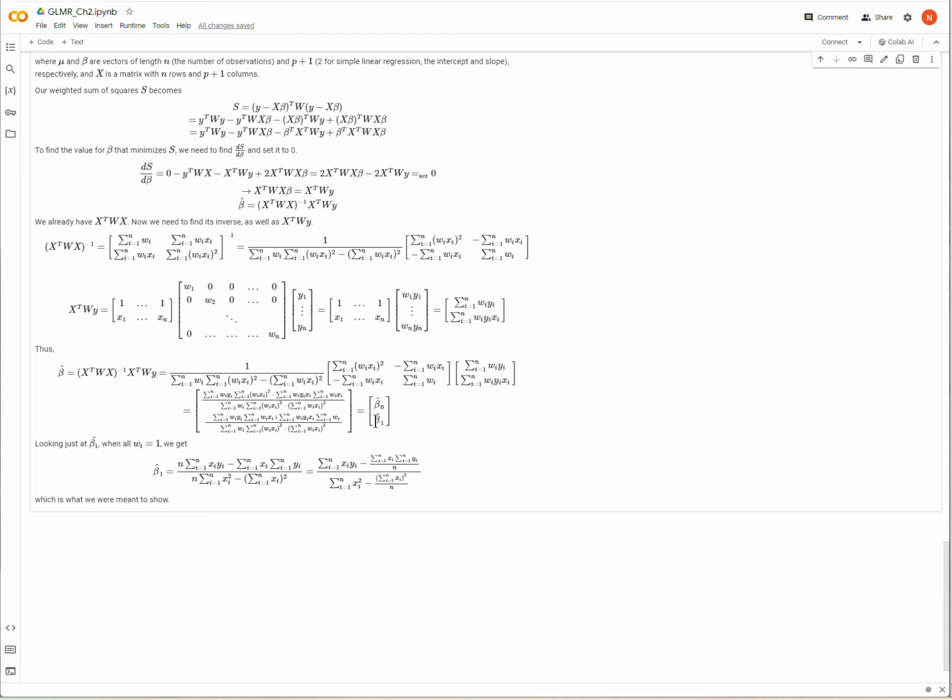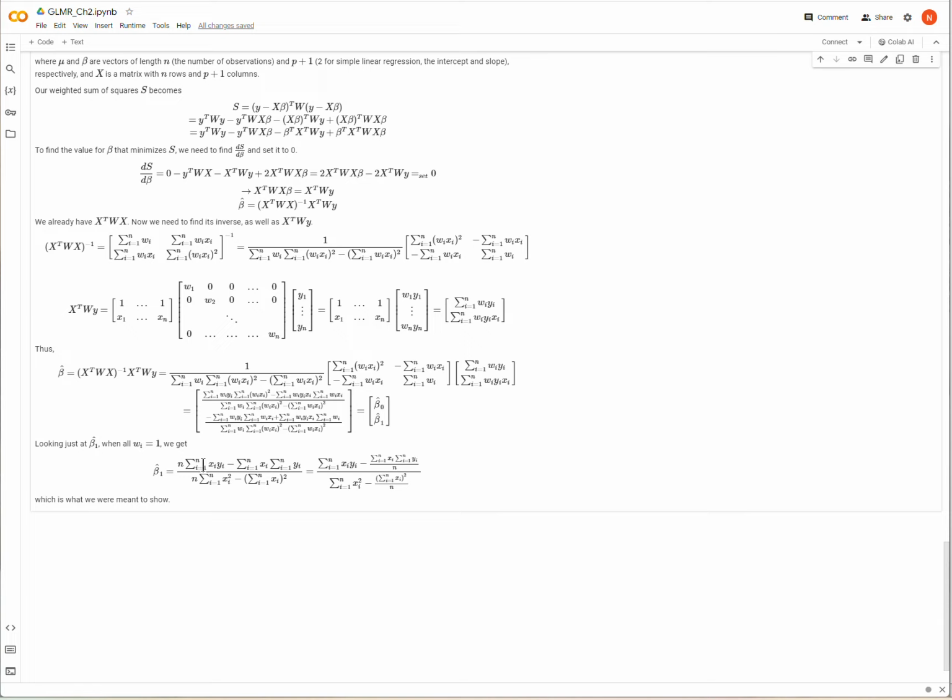But we're just going to focus here on beta 1. When all of the w's equal 1, this expression right here becomes this expression. You'll have to go through that for yourself, but everywhere there's a w, just put a 1 in there and work through it. What you come out with is this expression right here.